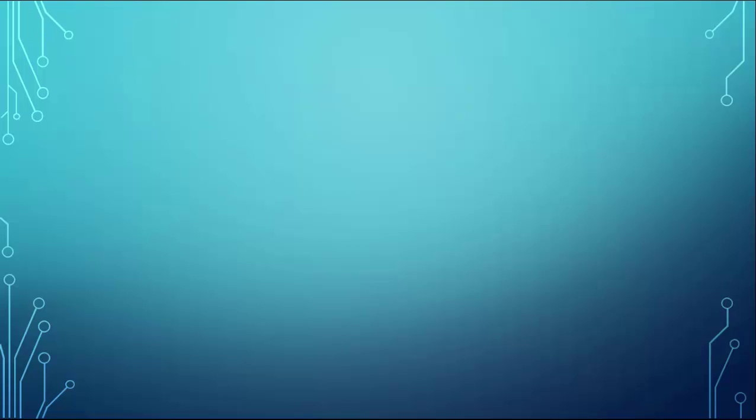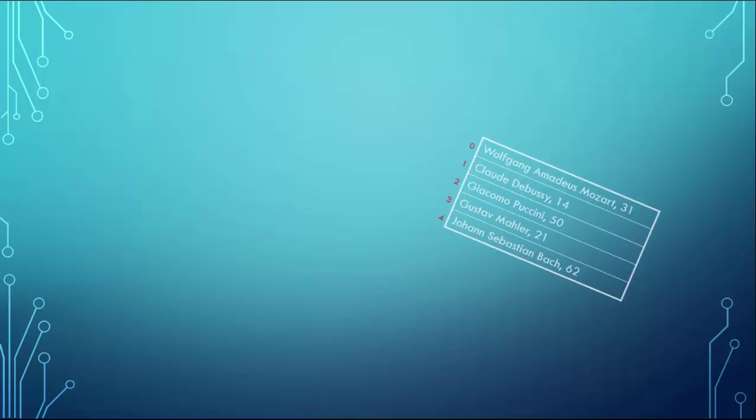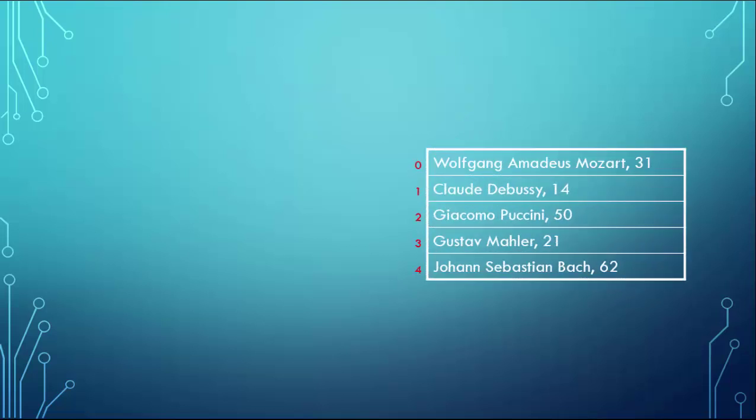Welcome back. In the last video we introduced arrays. In this video we're going to talk about some new things we can do with arrays. So we'll use the same array as last time, our guests array, where I just put 5 composers and some random ages for each one.